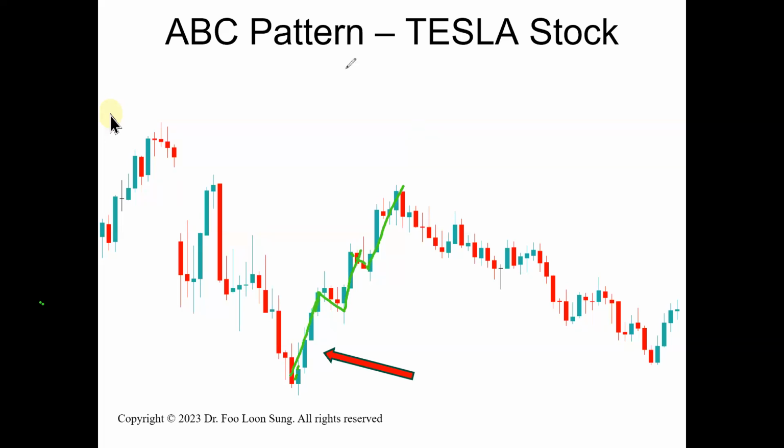So the A and B, the ABs, it's a very common strategy. In this case, it shows up in Tesla stocks.